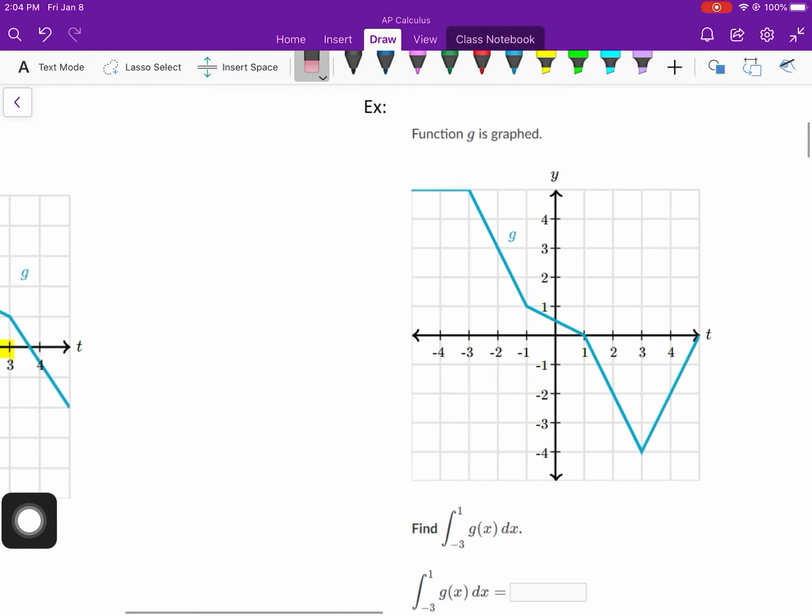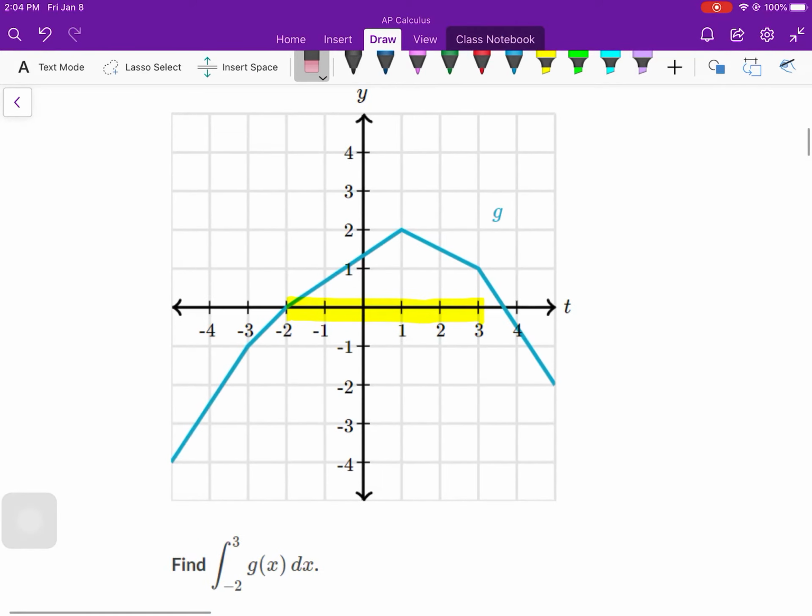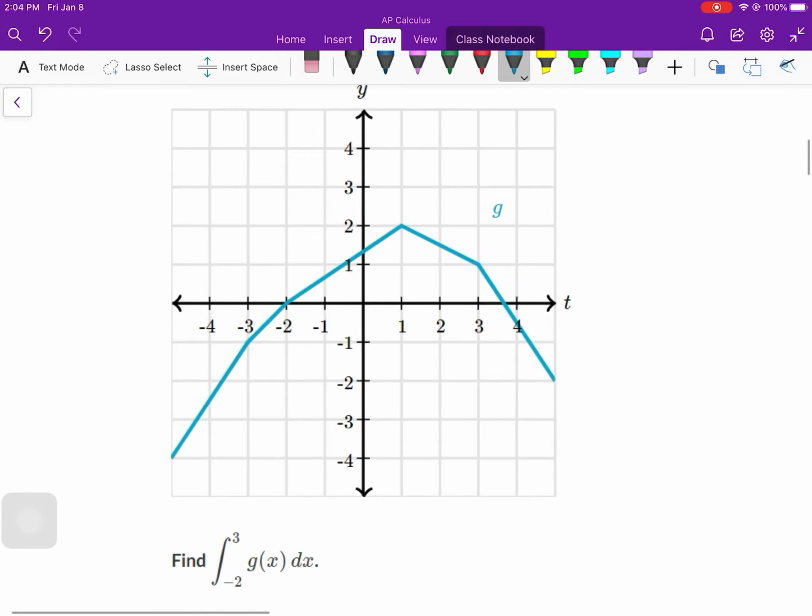So let's go ahead and take a look at this one. We're going from -2 to 3. I don't know why I picked the same color as the graph. There we go, we'll use green. And so we can break this into shapes that we do know. That's what we'll go ahead and do. So that's a triangle. That's a 3 by 2 triangle. So its area is 1/2 times 3 times 2, so that would be 3.